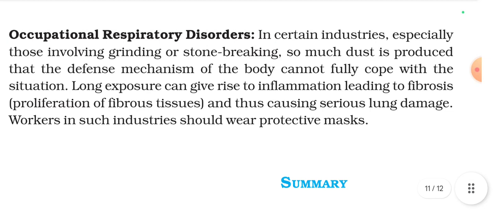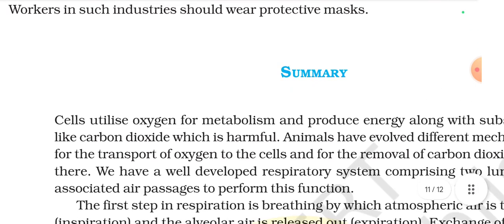Occupational respiratory disorders. In certain industries, especially those involving grinding or stone breaking, so much dust is produced that the defense mechanism of body cannot fully cope with the situation. Long exposure can give rise to inflammation leading to fibrosis, that is proliferation of fibrous tissue, and this causes serious lung damage. Workers in such industries should wear protective masks.